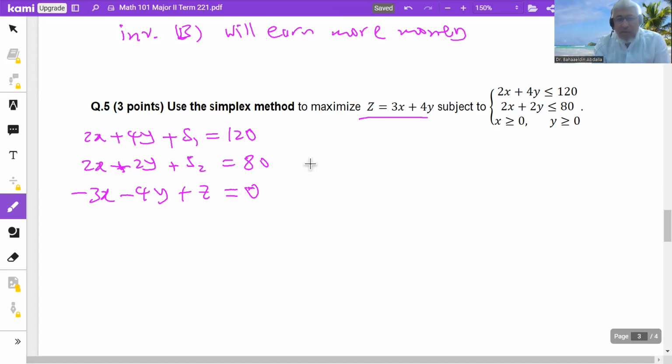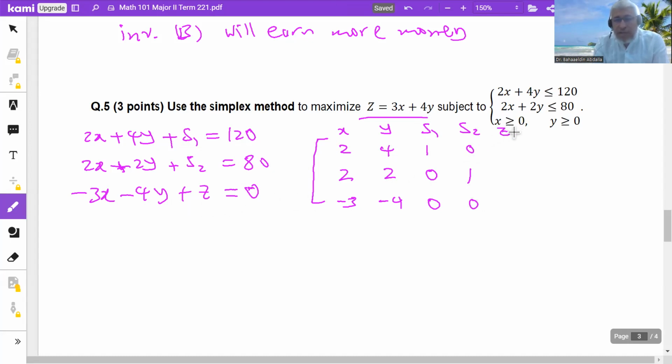So now these three equations, I put them in the initial tableau. I put the coefficients of x, so I have 2, and I have negative 3. I put the coefficients of y, so I have 4, 2, and negative 4. I put the coefficients of S1. S1 appears only in the first equation. It has coefficient 1. In the second and third equations, there is no S1, so 0. For S2, in the first equation there is no S2. In the second equation, the coefficient is 1. There is no S2 in the third equation.